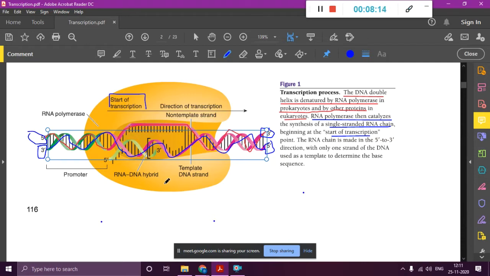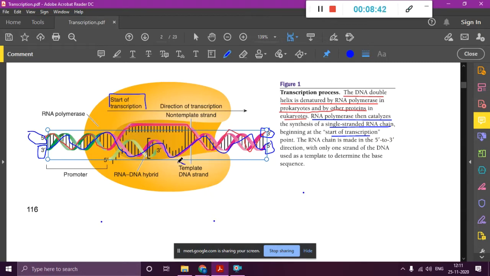So on this strand, the 5 prime to 3 prime strand is not the strand which is being transcribed. It is the 3 prime to 5 prime strand which is being transcribed, and that is known as the template strand.